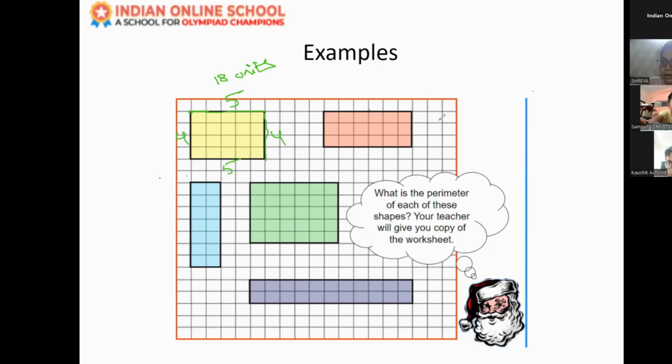Yes. Similarly, Aina, can you tell us for this pink one, what would be the perimeter very quickly? Yes, ma'am. So the perimeter of this rectangle is 3 units and 3 units, means 3 units plus 3 units is 6 units.